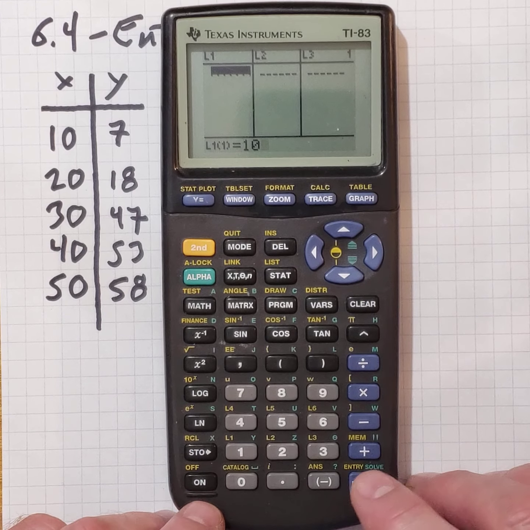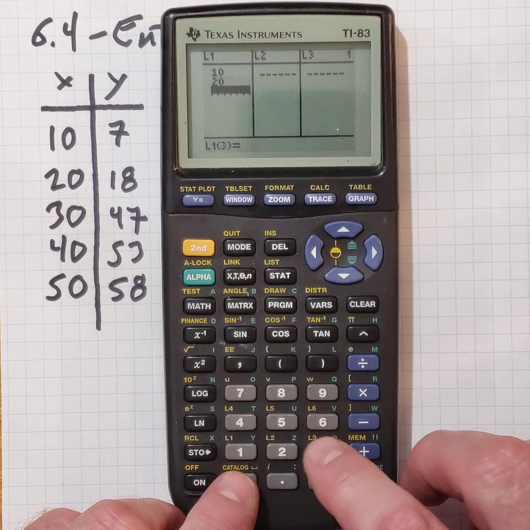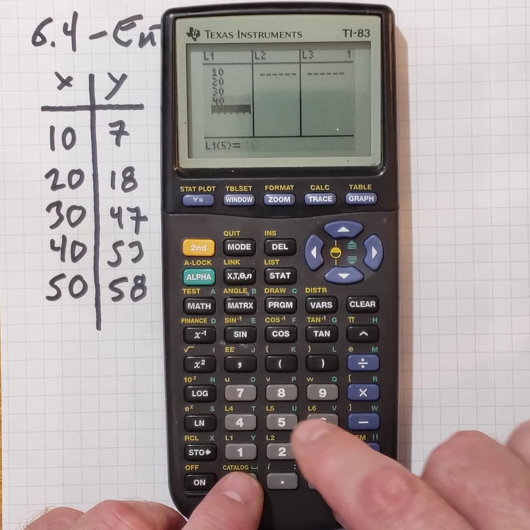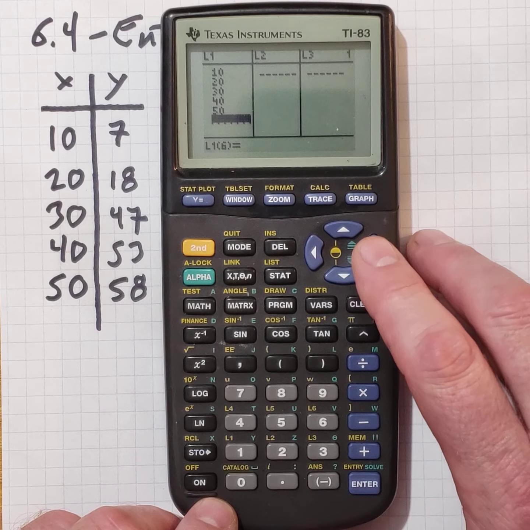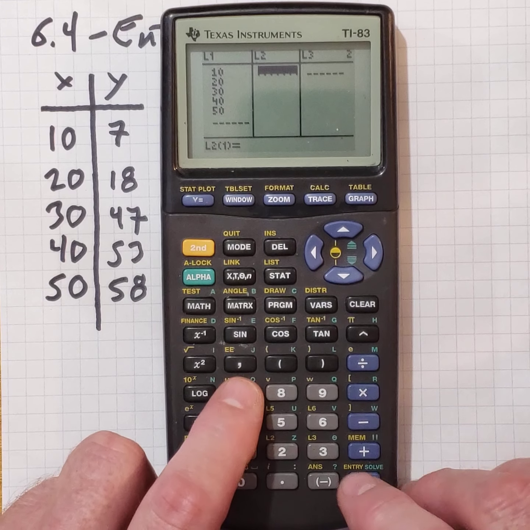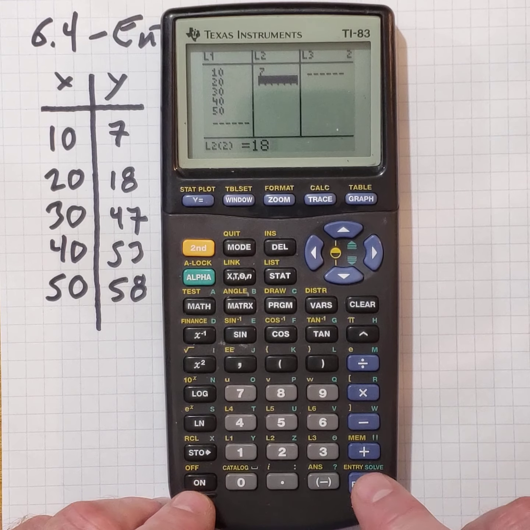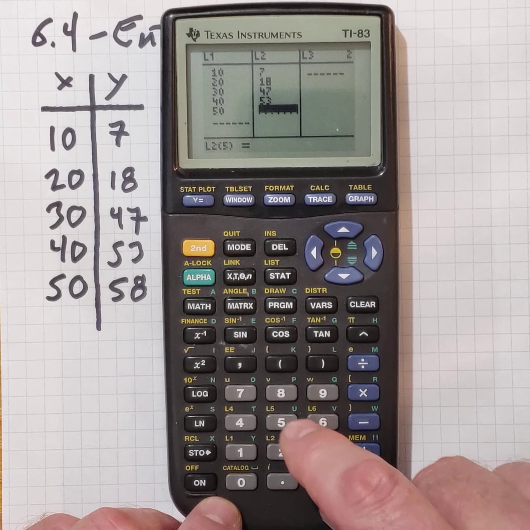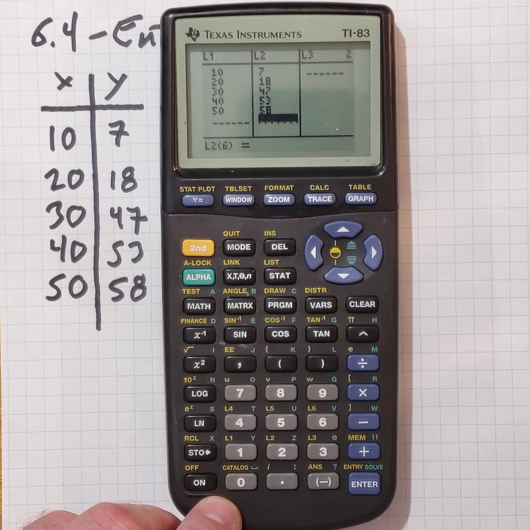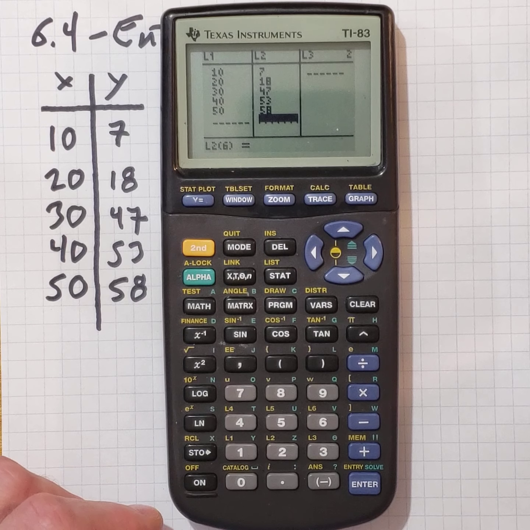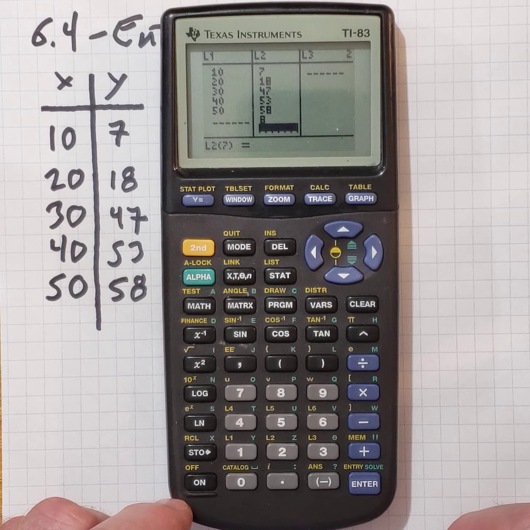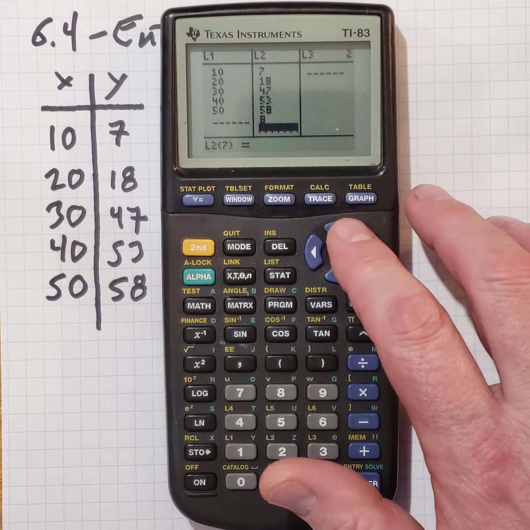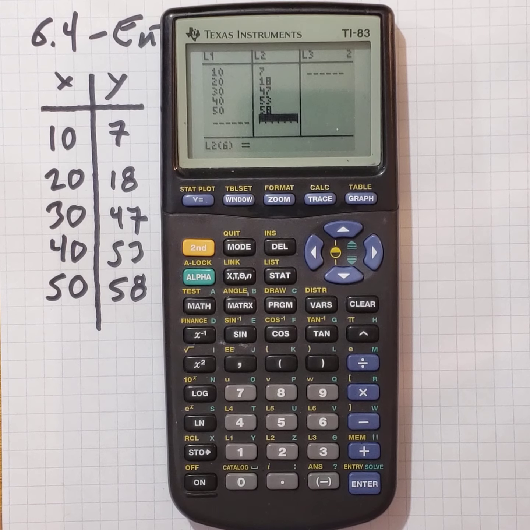Putting the numbers in is obvious. Just type in the numbers, hit enter. Very, very simple. Use your arrow keys to move to the next list. 7, 18, 47, 53, and 58. It is important that you have the same number of numbers in each list. If you had an extra number here, anything I try to do with this won't work. You need to make sure that the lists are the same length.